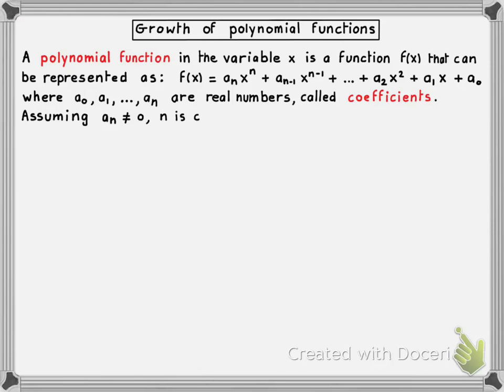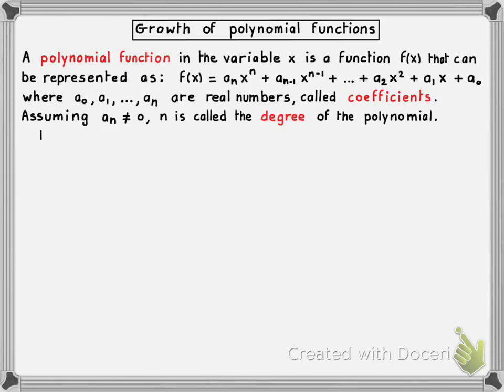Now let's assume that a sub n is different from 0. In other words, n is the subscript of the coefficient in front of the largest power of x in the polynomial. Then n is called the degree of the polynomial.